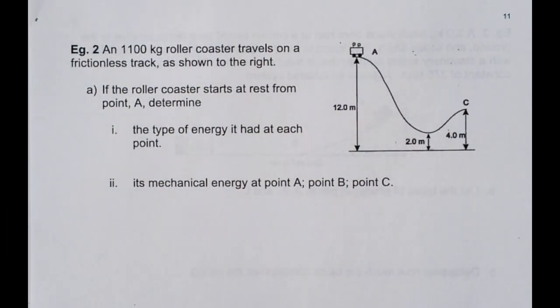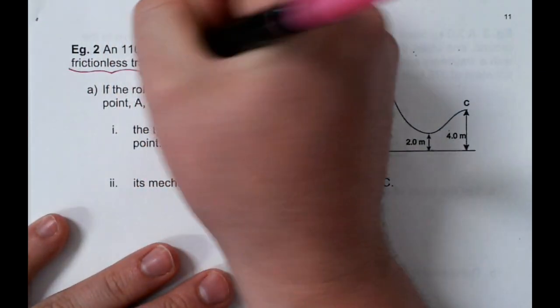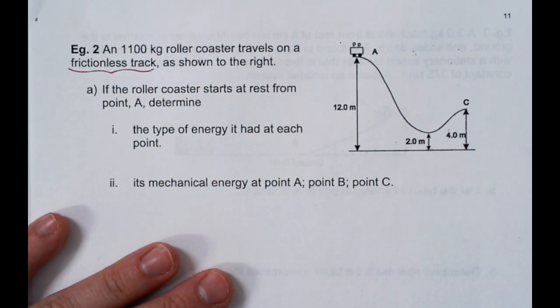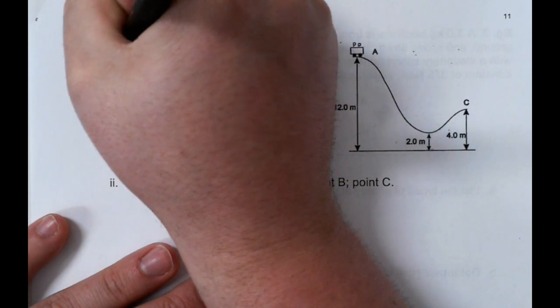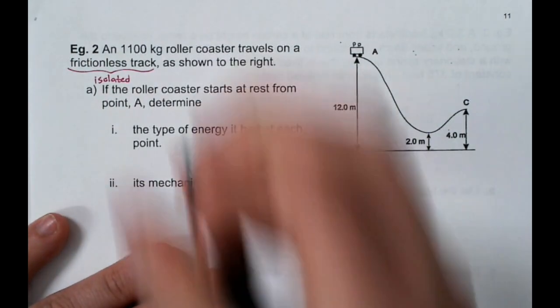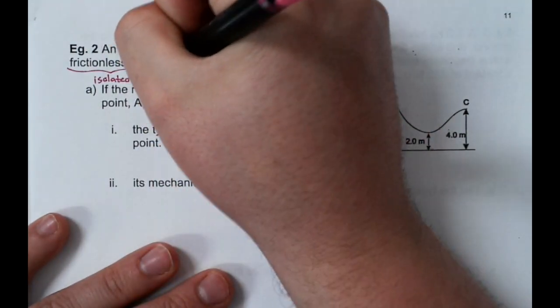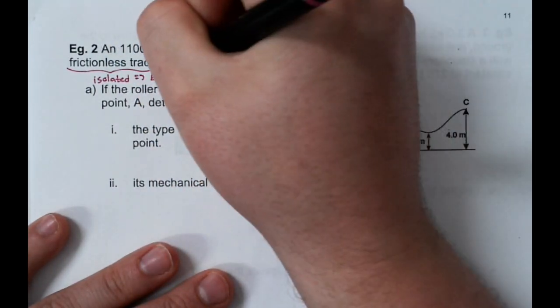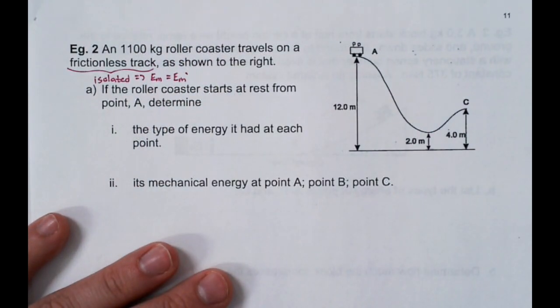Alright, in this next example, you have a 1100 kilogram roller coaster traveling on a frictionless track as shown to the right. A big word you want to notice here is this frictionless track. That means there's no external forces acting on it. In other words, it's an isolated system. Because it's an isolated system, we are going to have the conservation of mechanical energy. The mechanical energy at one point is going to be equal to the mechanical energy at any other point, or a second point.